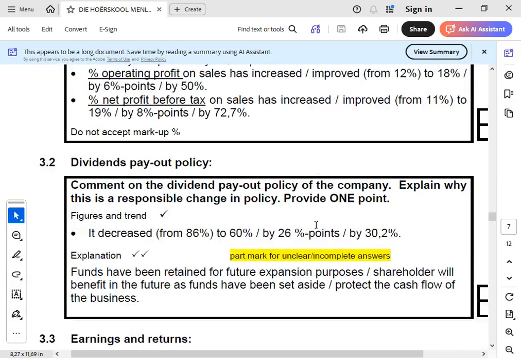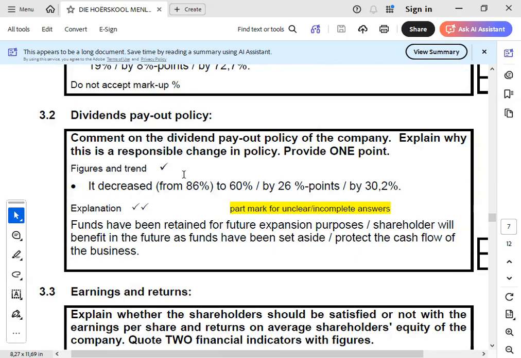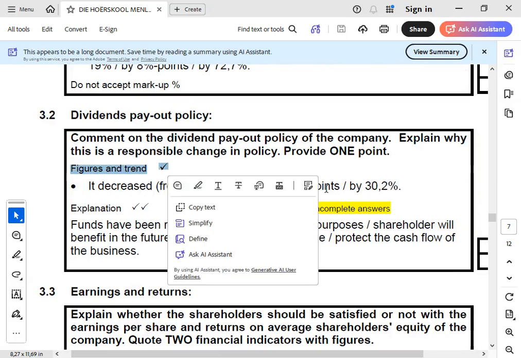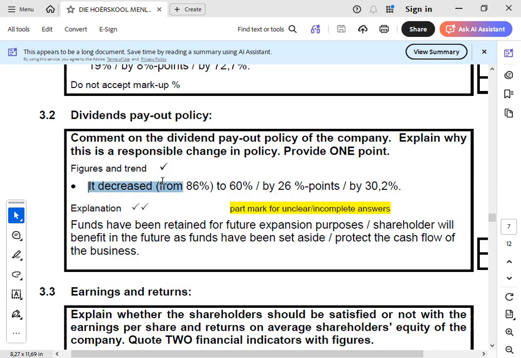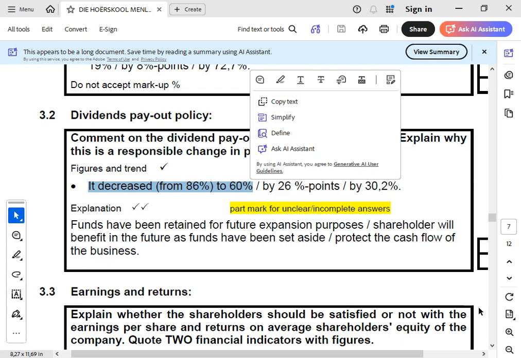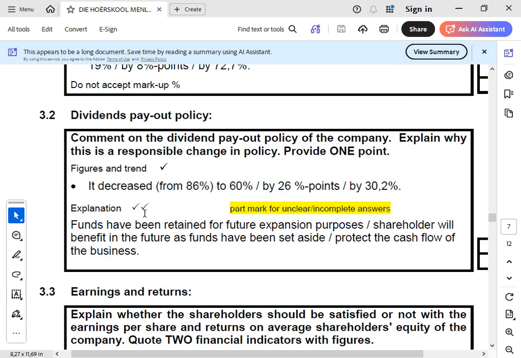So the memo says, figures and trend, 1 point. So if I said, so I missed it then, because now they say it decreased from 86 to 60. That's 1 point. I just mentioned the 86. Now let's look at the explanation. Funds have been retained for future expansion. 2 points. Can you see where did I go wrong?